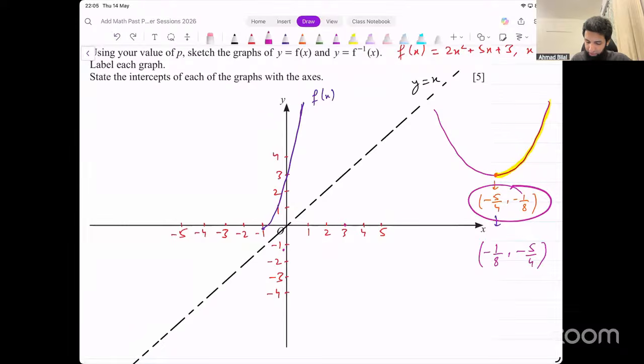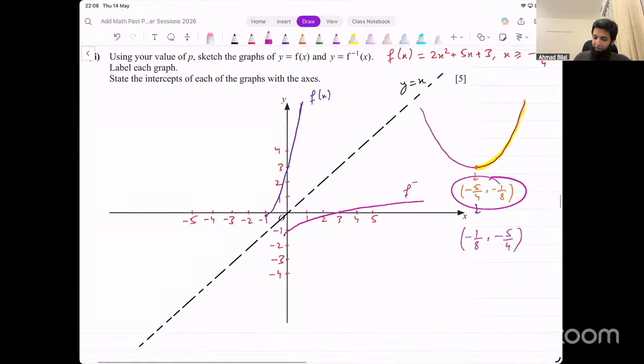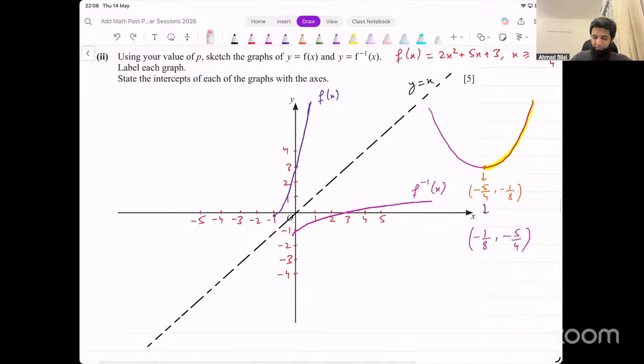That looks like a reflection of that graph, like a horizontal parabola. And that's what you would label as f inverse of x. And that's our final answer. This is what we were looking for.